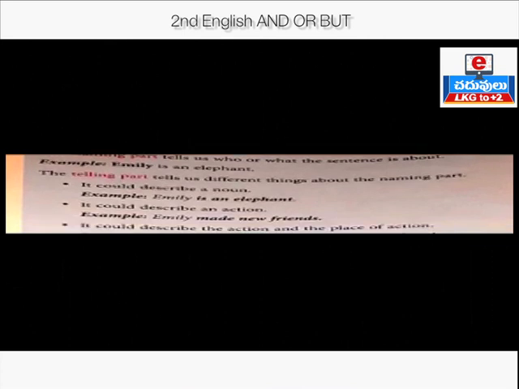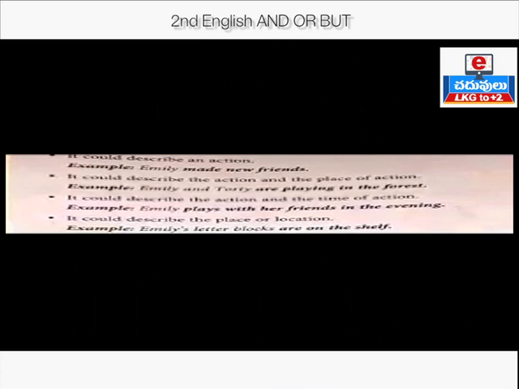Children, what is the naming part saying? The naming part tells us who or what the sentence is about. Example, Emily is an elephant. Is Emily an elephant? Yes, it is an elephant, children. What is the telling part? The telling part tells us different things about the naming word. Let us see now. It could describe a noun. Here, what is the noun? Elephant. Example, Emily is an elephant. It comes under noun. Okay?